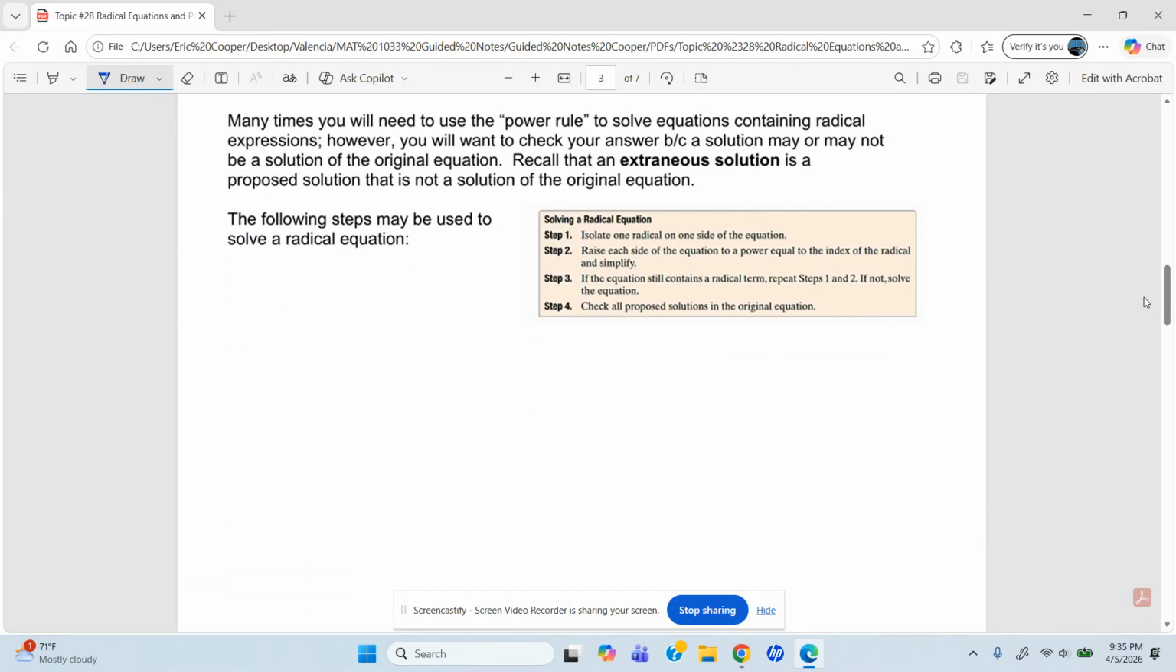Many times you will need to use the power rule to solve equations containing radical expressions. However, you want to check your answer because a solution may or may not be a solution to the original equation. Recall from earlier in the course that we have an extraneous solution, which is a solution that is not a true solution. So, as we go through and solve equations, our job is to isolate the radical by itself and then raise the radical to its power, which will cancel it out.